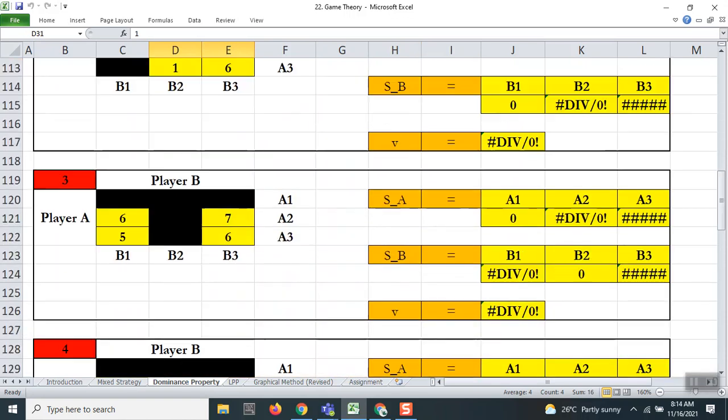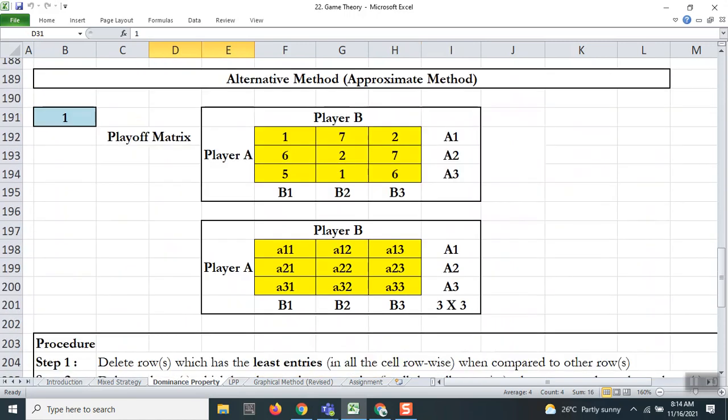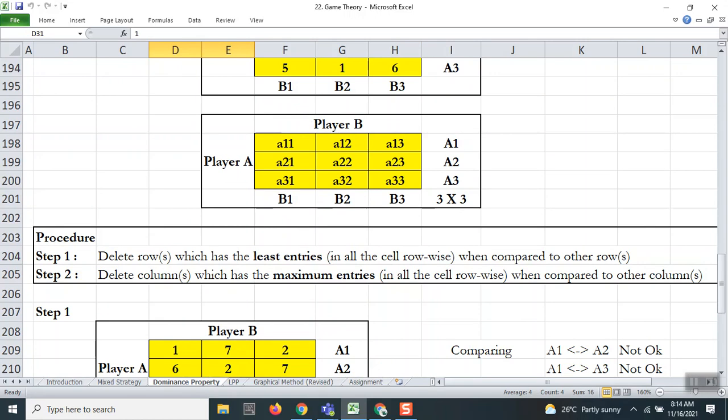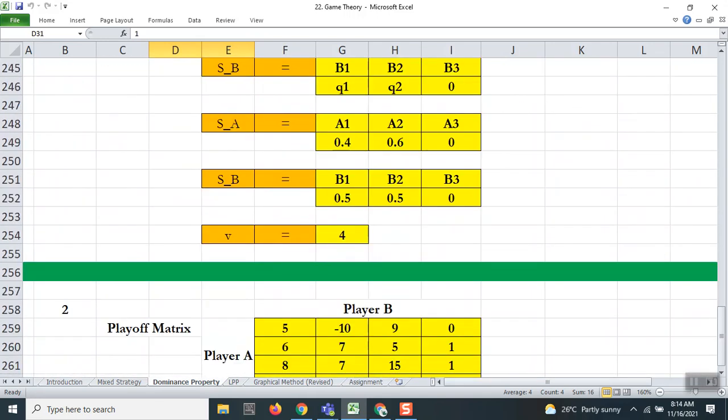And this is pretty cumbersome, so we have devised an approximate method in which you have decision rules, in which you have to manipulate this particular 3 by 3 matrix into 2 by 2 depending upon the decision rules. And it also yields the same optimal value of the game, right?